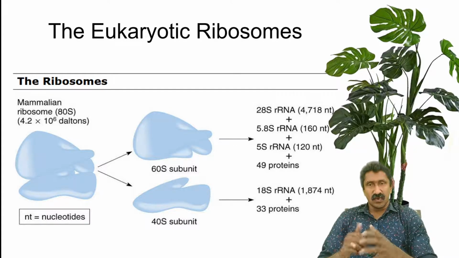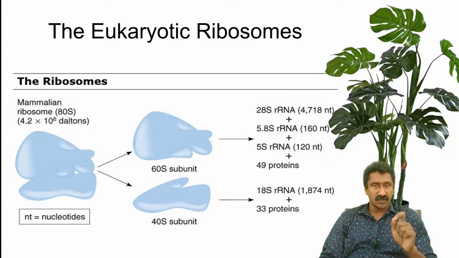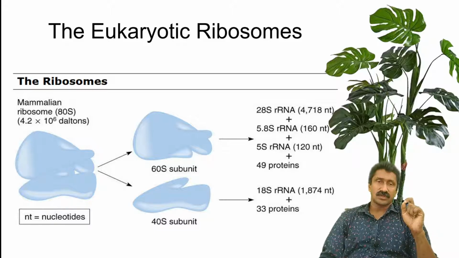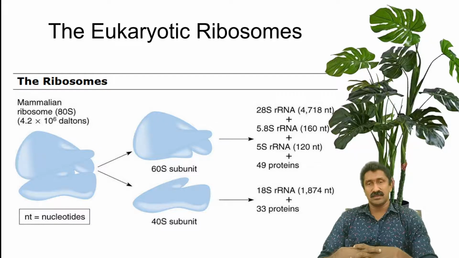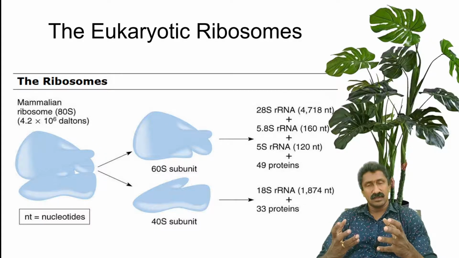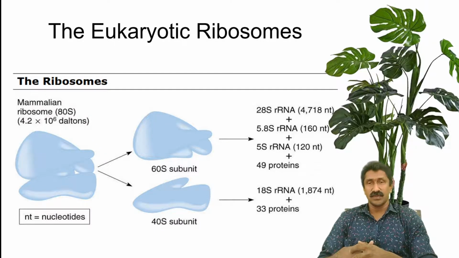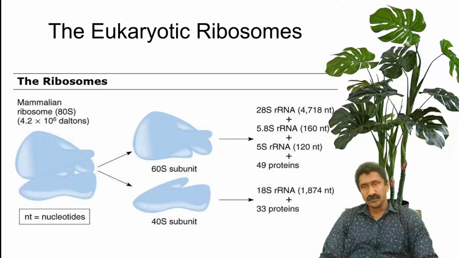Whereas in the case of our small subunit, that is the 40S subunit, we have 18S rRNA, which has about 1,874 nucleotides specifically, and about 33 different ribosomal proteins were used for the manufacture of this smaller 40S subunit of the eukaryotic ribosome.